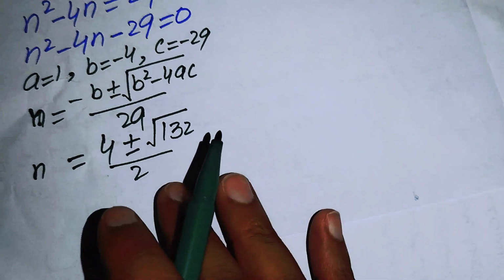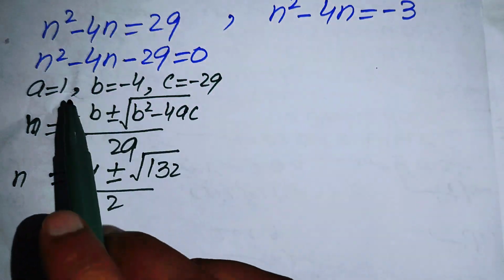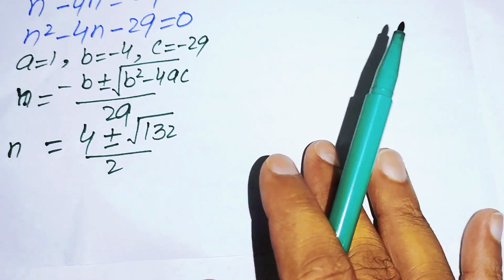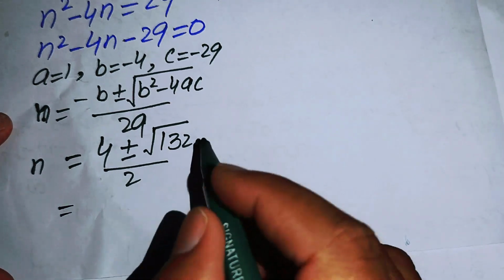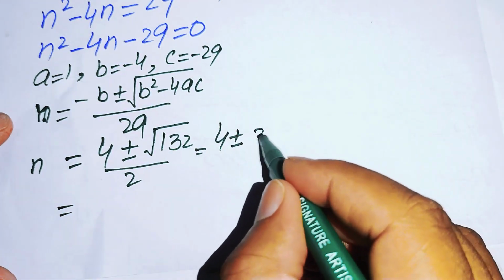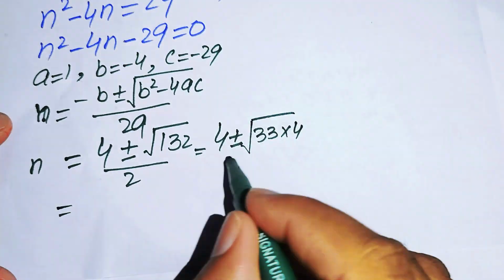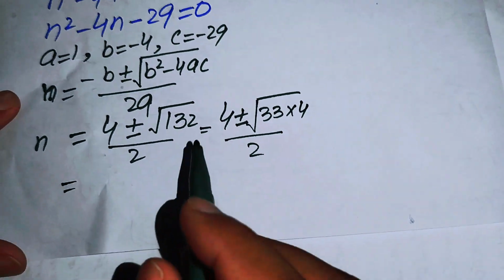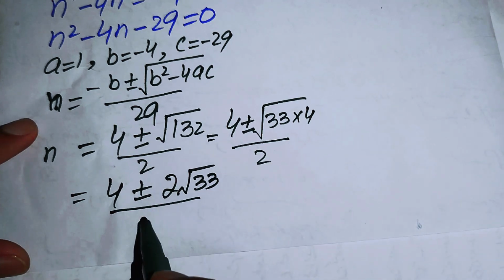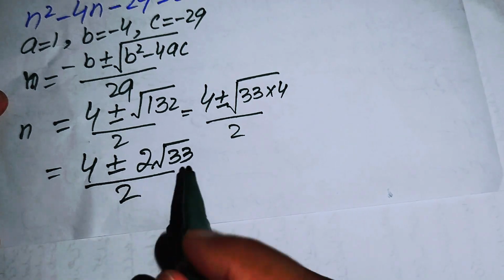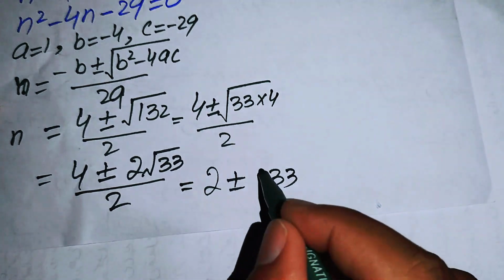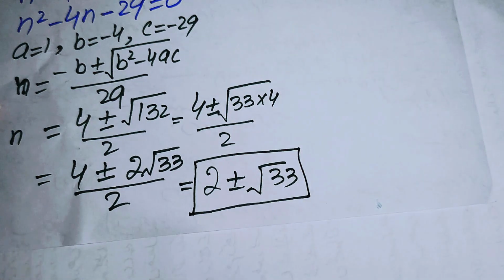So I can skip some steps here, because when you put the values of a, b and c and simplify, you easily get 132. So we can write 132 in the form of 33 times 4, and its whole square root, 4 plus minus the square root of 33 times 4, over 2. So now the square root of 4 is equal to 2, so we can write 4 plus minus 2 times the square root of 33 over 2. And now when you separate these two values, you get 2 plus minus the square root of 33. So these are the two roots of the given equation.